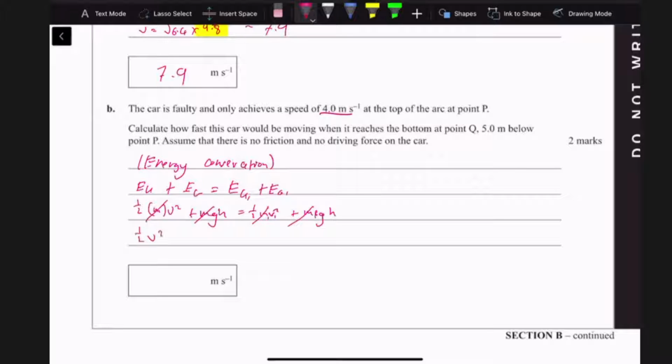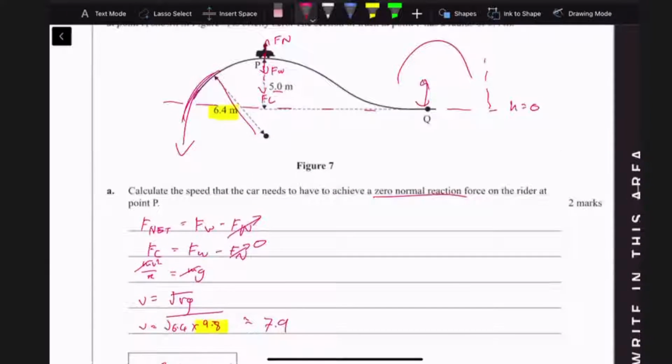So half v squared plus gh equals, since h is 0 at Q, half v1 squared. v1 is the one that we want. So v1 is the square root of v squared plus 2gh. That is 4 squared plus 2 times 9.8, and h is 5.